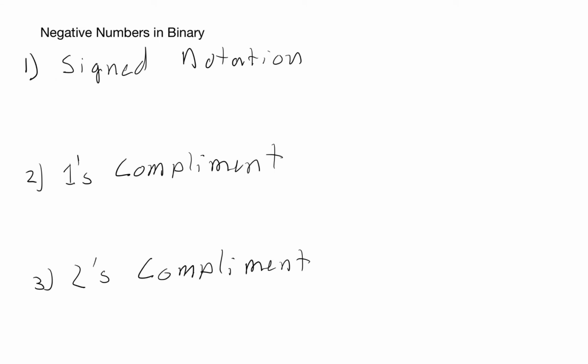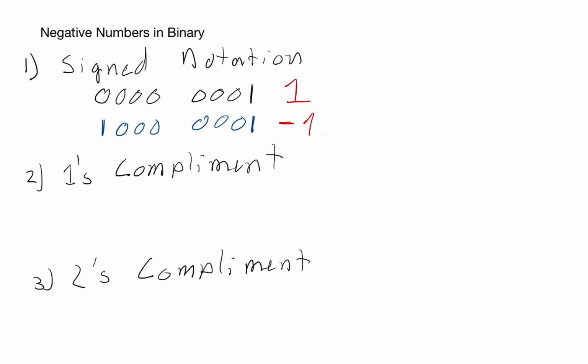First, they came up with sign notation. If we have a number, and I'm going to use 8-bit numbers for this demonstration, this is a positive 1 right here. If we want the negative version of that number, we just use the top bit, or the most significant bit, as an indication of whether this is a positive number or a negative number. A zero up here means that we have a positive number, and if we have a one as the most significant bit, that means that we have a negative version of that number. So the top number up here using sign notation is positive 1, and just by flipping the bit to a 1, that means that we have negative 1.